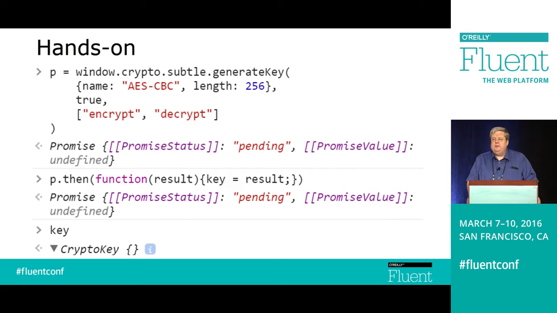So here's another hands-on example you can do with the console. I'm going to go through these 2 lines of code one after another. The first line of code is going to generate a new key that we can use to encrypt and decrypt information. That will return a promise. We're then going to use the promise's then method to tell the promise, once the key has been generated, here's a function that will operate on the key, do what's necessary.